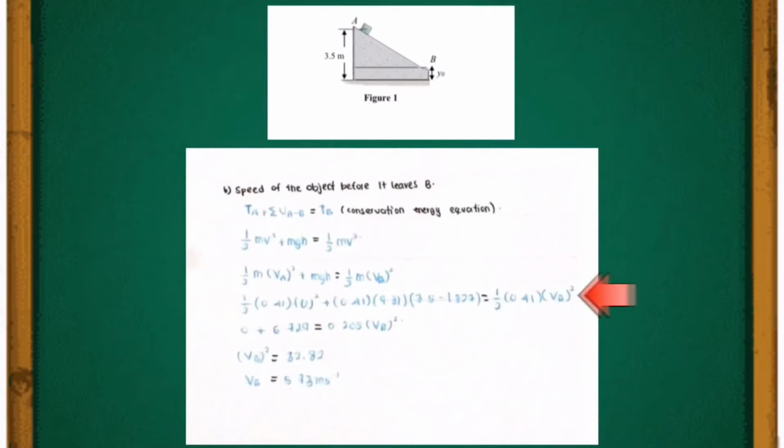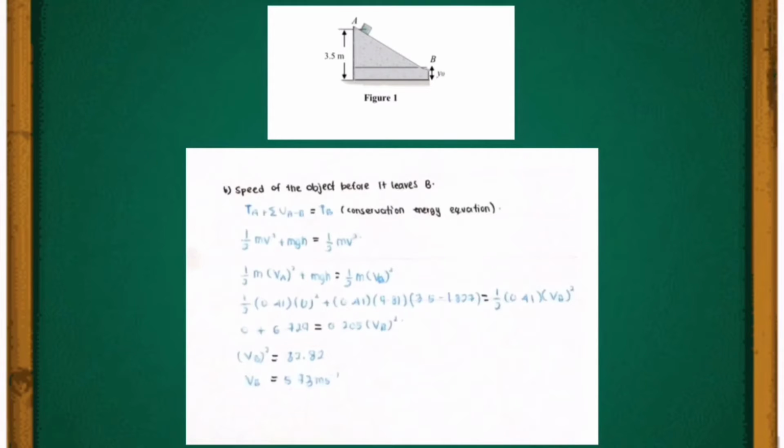So, 1/2 times 0.41, which is the mass of the ball that we used from part 1, and VA is equal to 0, because it starts from rest. And then plus mgh, where m is 0.41 times 9.81, which is gravity, times h. Based on the picture in the question, the height is 3.5 meters, but we need to minus y naught, and our y naught is 1.827 meters, and that is equal to 1/2 m VB squared.